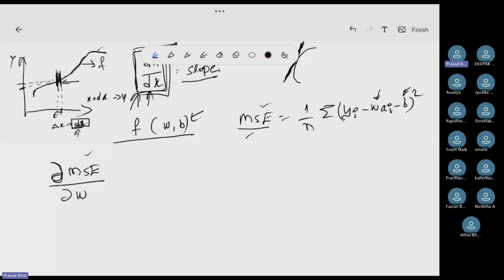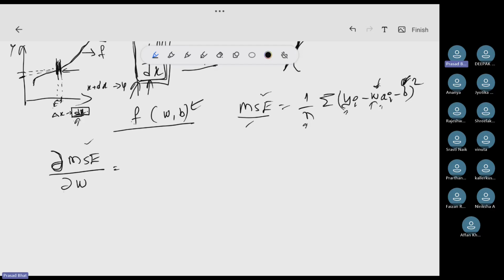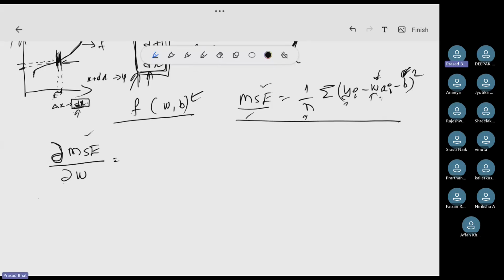In that situation, what we do is we simply keep b as a constant value, and only treat w as a variable. xi also becomes a constant. yi also becomes a constant. n also becomes a constant because we are only looking at the changes affected by change in w. Okay. Now, when you do this partial differentiation, there is a rule called the chain rule.